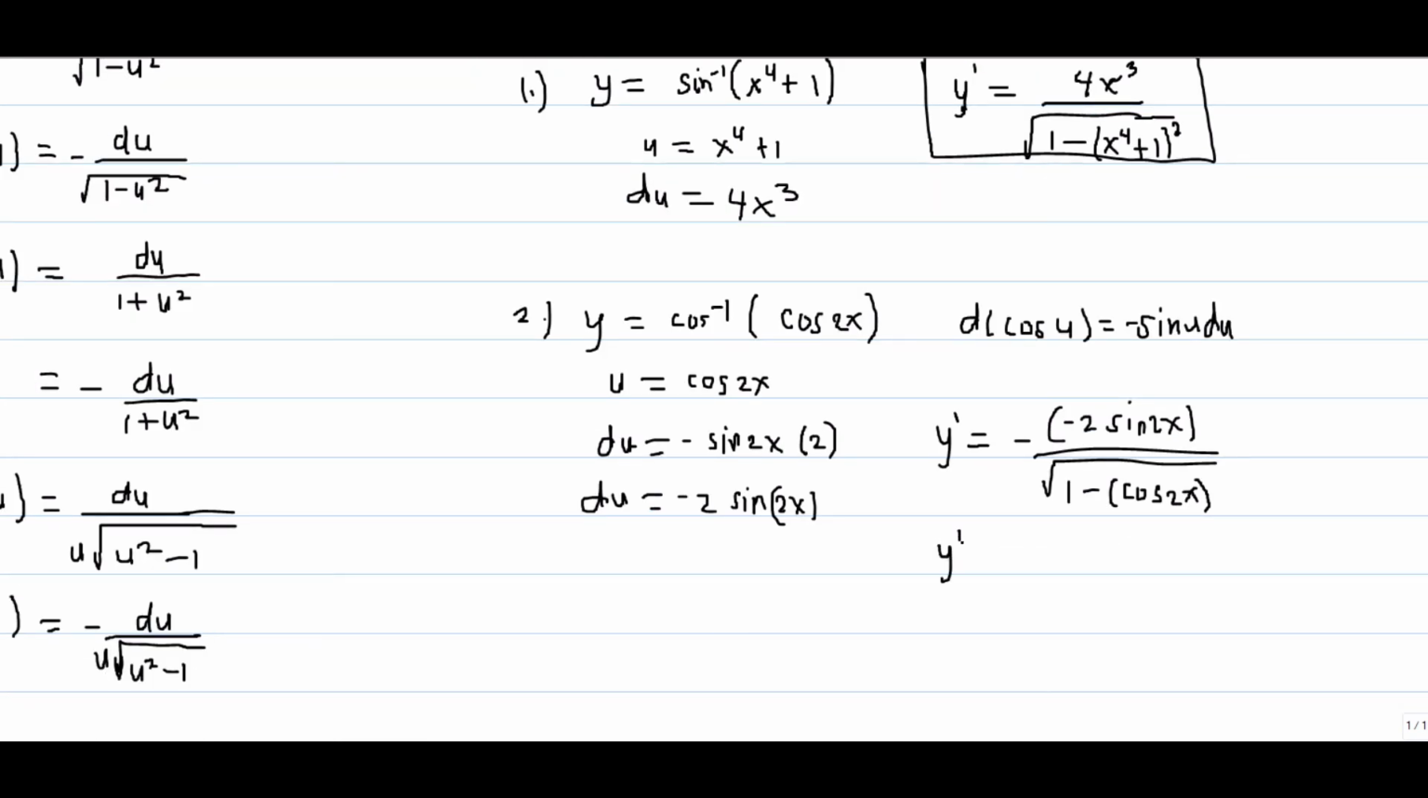Then we finalize our answer. Negative times negative is positive, so we have 2 sine 2x over the square root of 1 minus the quantity cosine 2x, squared, that is, 1 minus cosine squared 2x.